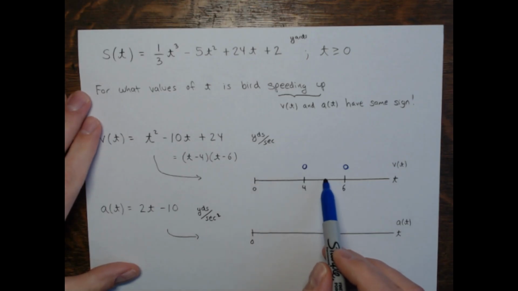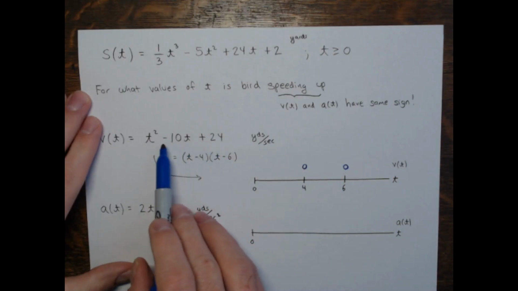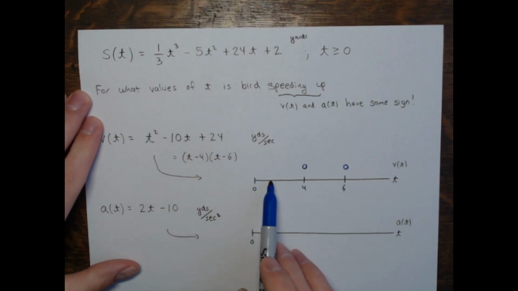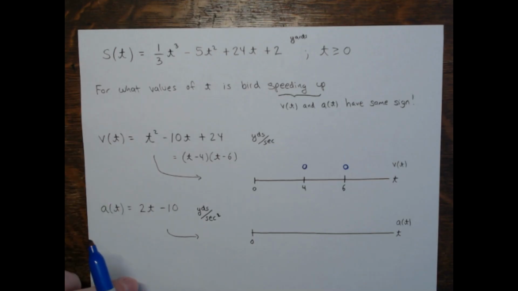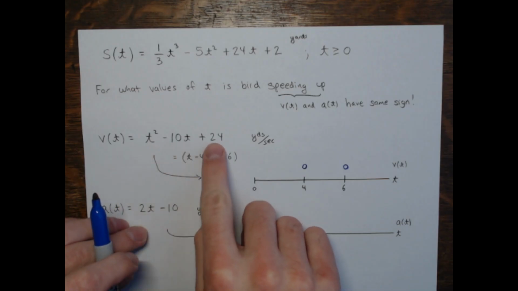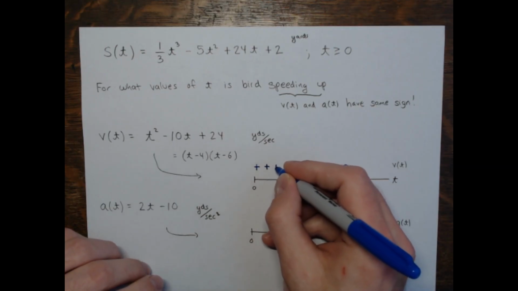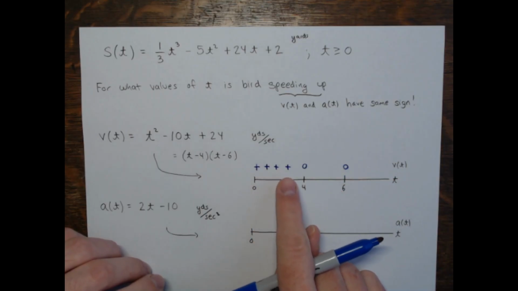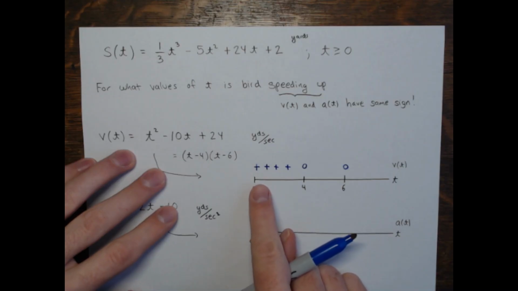And then I plug in other values of time here, because I know where the velocity is 0, and it's a polynomial, so it'll never be undefined. So for all these other times, from 0 to 4, between 4 and 6, to the right of 6, it's going to be either positive or negative. Now if I plug in a time to the left of 4, say 0, see how velocity would be positive 24? So I'll put little plus signs here. There are positive velocities, meaning this bird is moving to the right on this line for the first 4 seconds.